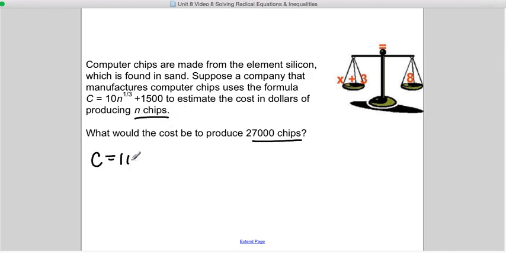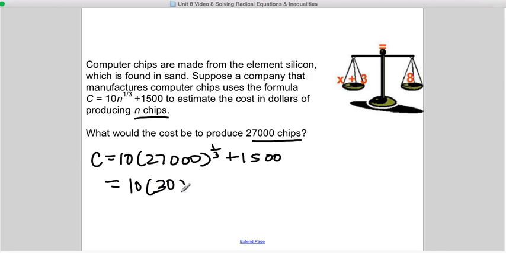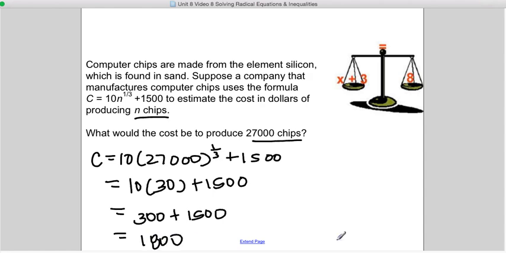So we have C is equal to 10 times 27,000 to the 1/3 plus 1,500. Okay, so we're going to solve this to see what our cost would be. We know the cubed root of 27 is 3. So the cubed root of 27,000 would be 30, because 30 times 30 times 30 will give us the 27, and then we'd add the 3 zeros on. So it's 10 times 30 plus $1,500. 10 times 30 is 300 plus 1,500. So our cost for producing the 27,000 chips would be $1,800.